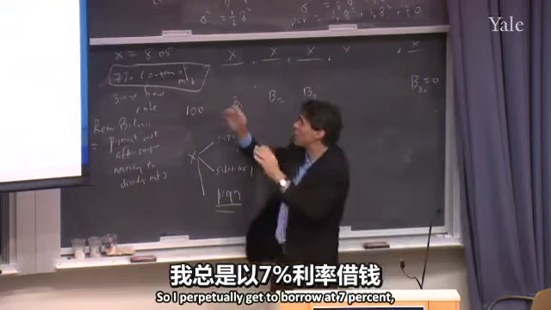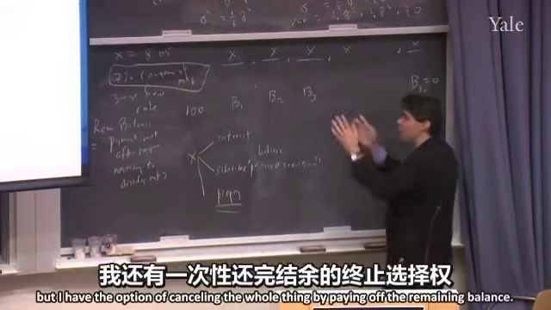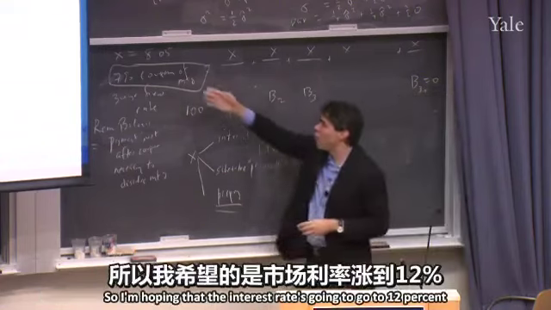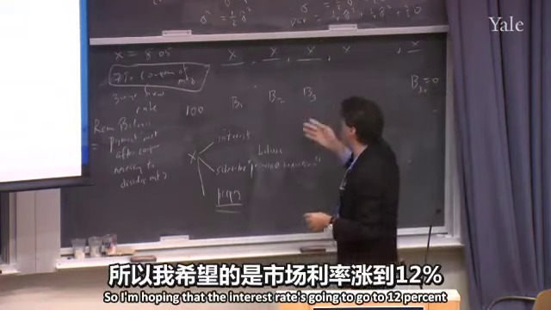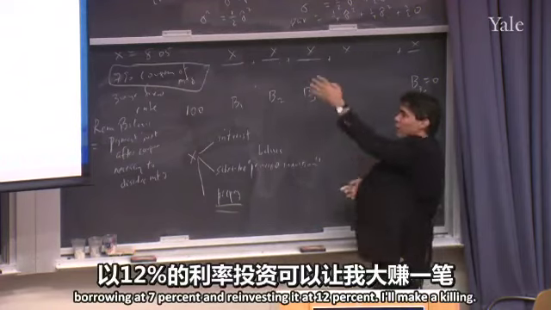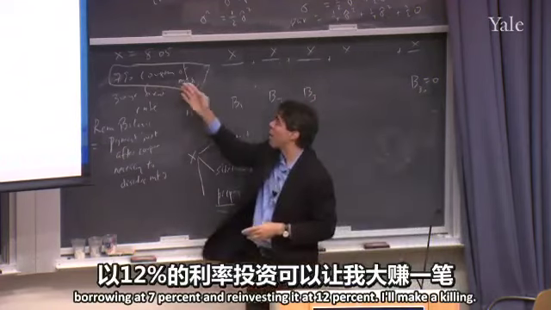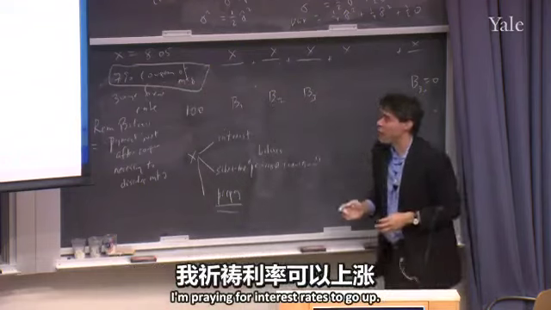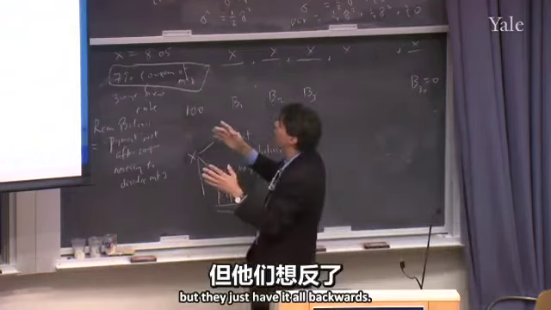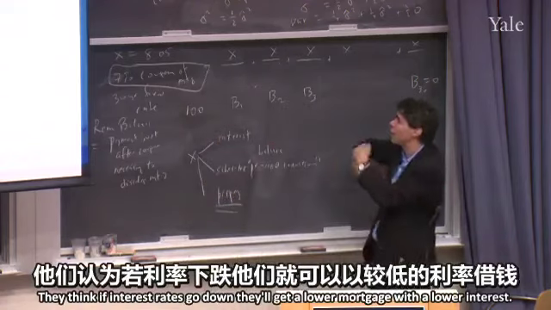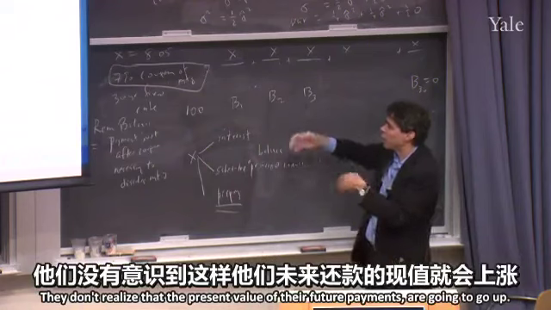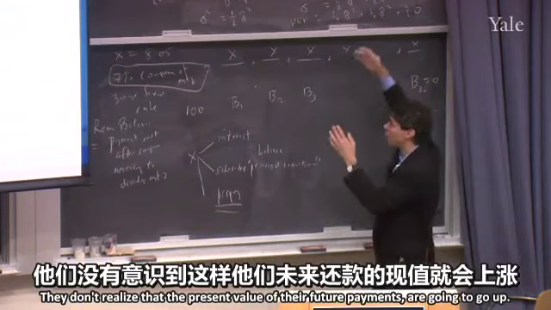So I perpetually get to borrow at 7%, but I have the option of canceling the whole thing by paying off the remaining balance. So I'm hoping that the interest rate's going to go to 12%, and I'm going to be borrowing still at 7%. Borrowing at 7% and reinvesting it at 12%, I'll make a killing. I'm praying for interest rates to go up. Now, most homeowners think that they're praying for interest rates to go down, but they have it all backwards. They think if interest rates go down, they'll get a lower mortgage with a lower interest. They don't realize that the present value of their future payments is going to go up.